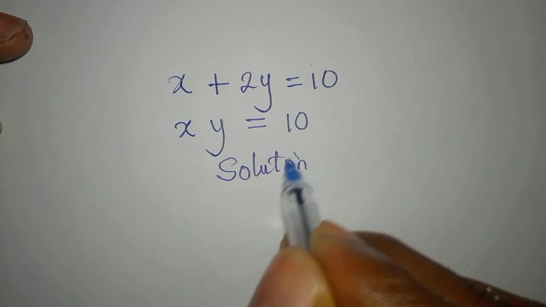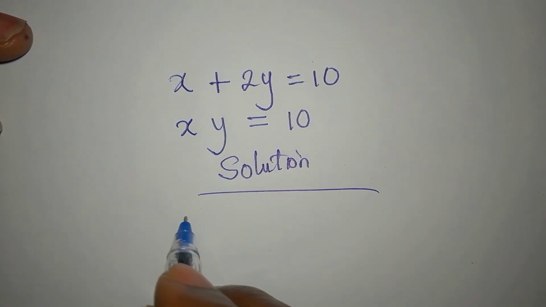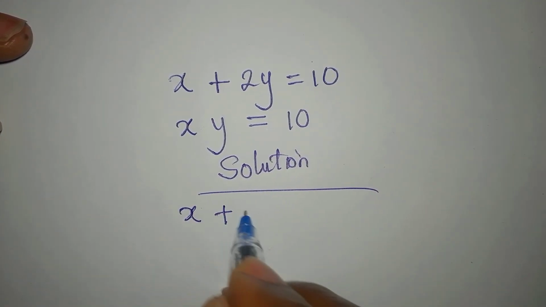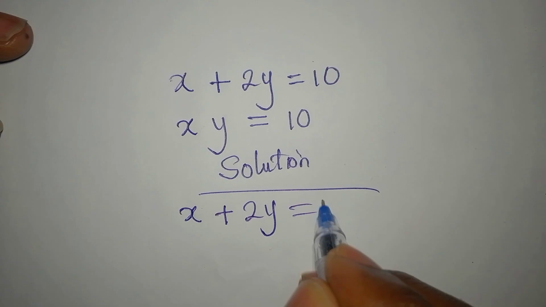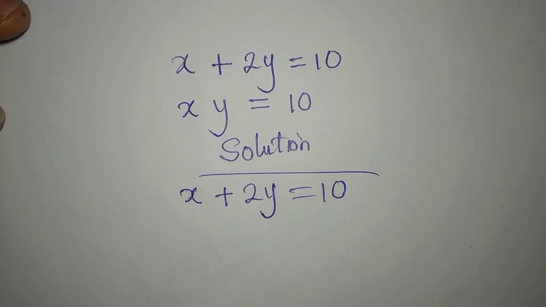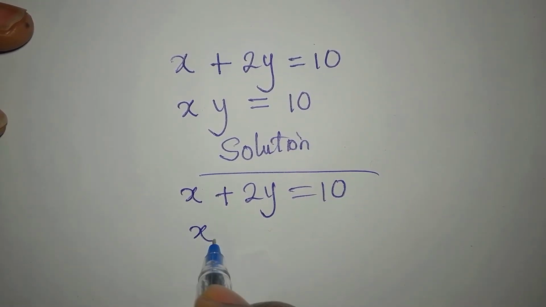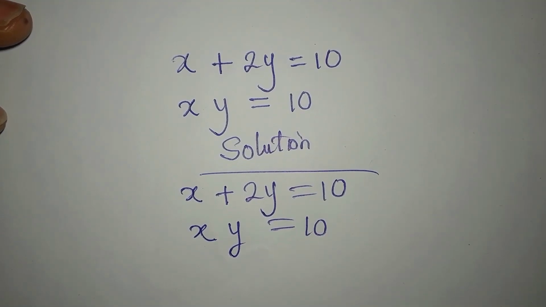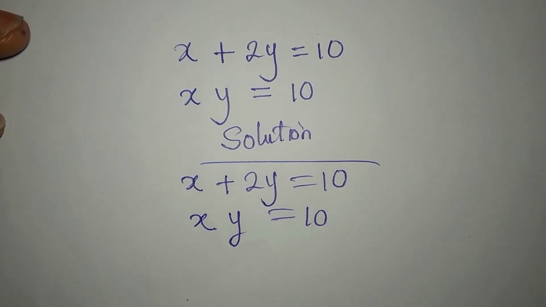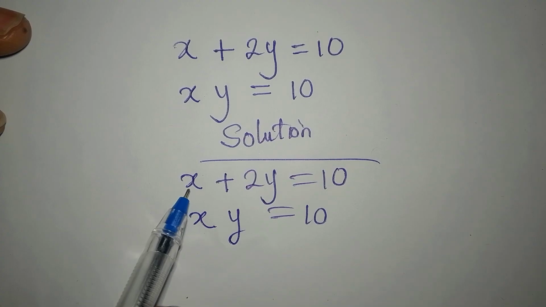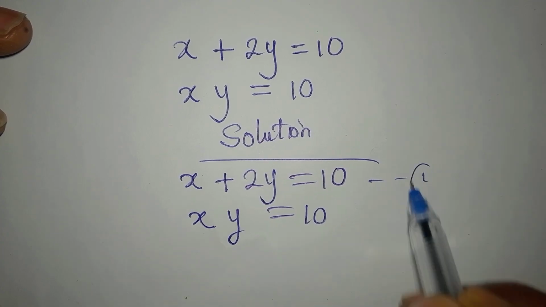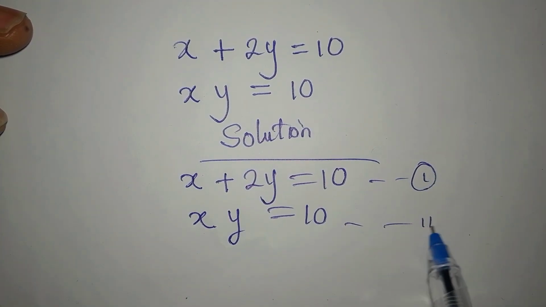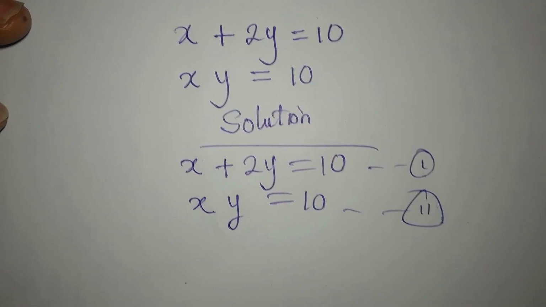Let's provide a solution to this problem. x plus 2y equals 10, and then we have xy equals 10. We have to solve it, right? And then I want to pick this equation 1. Let's call this equation 1, and then we call this our equation 2.